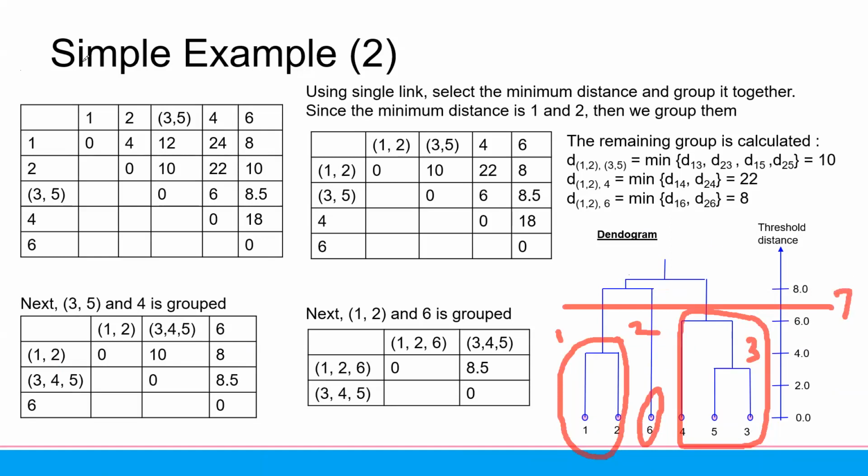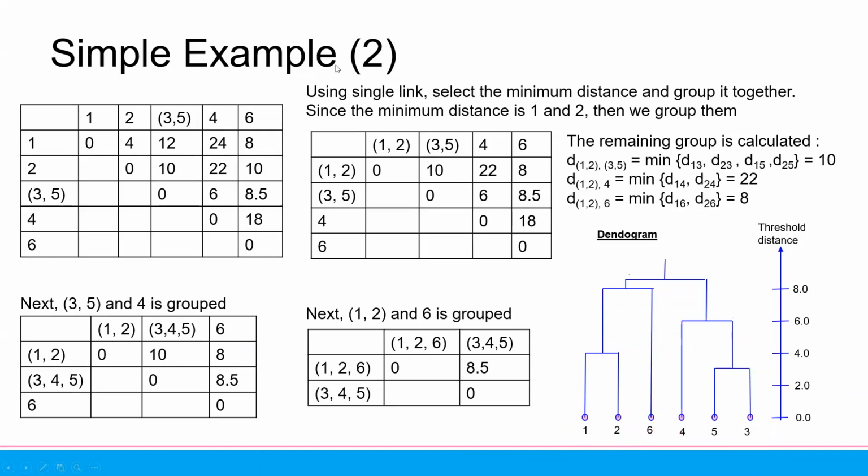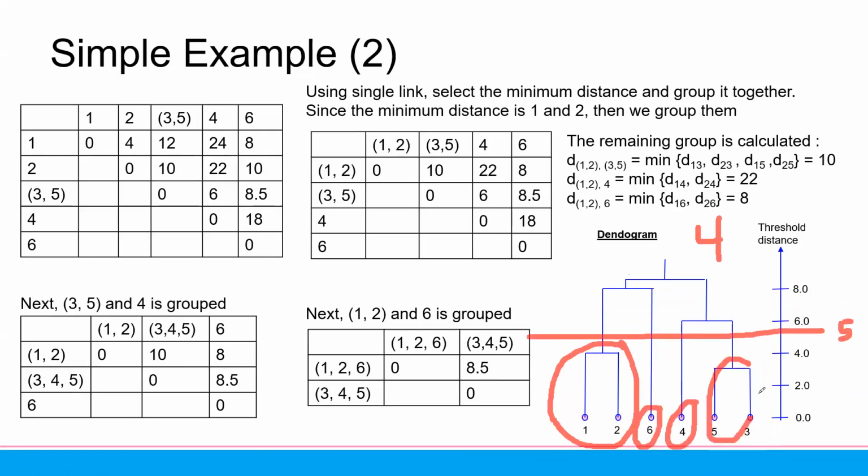How if I want to make 4 clusters? If the cluster is 4, then I can cut here. So we can say the threshold distance is 5, and we can get the cluster 1, cluster 2, cluster 3, and the cluster 4. Okay.